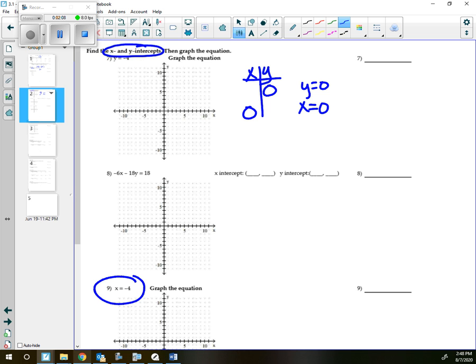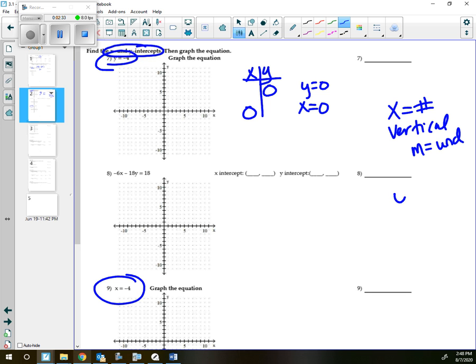Remember your special cases too. X equals a number and y equals a number. Remember what kind of equations those are. X equals a number. We talk about all the x values are the same. That's a vertical line. Do you remember what kind of slope a vertical line has? If it's vertical, what kind of slope do we call that? Well, the slope is undefined. The rise over run, that run number on the bottom would be 0. There's no value. You can't divide by 0.